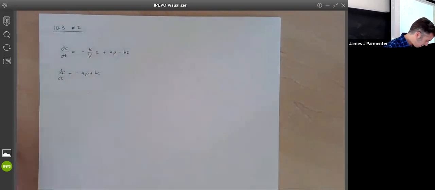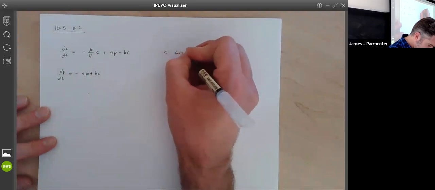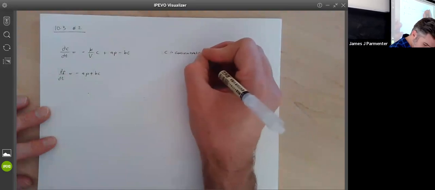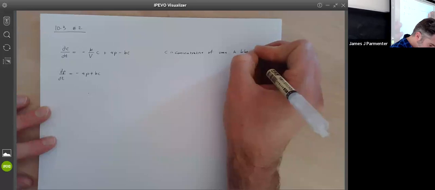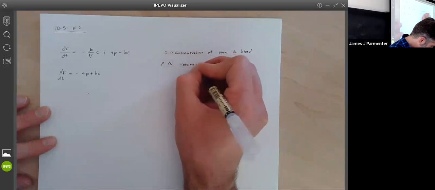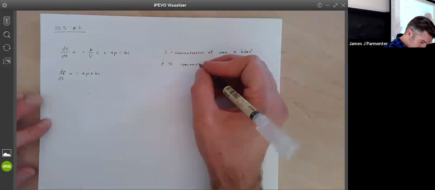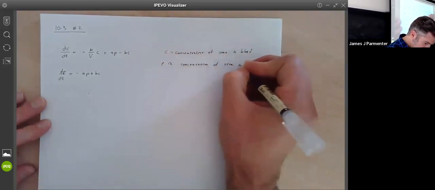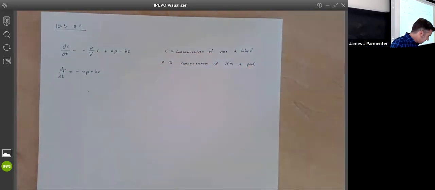And they tell us C and P are, so C is the concentration of urea in the blood, and P is the concentration of urea in the inaccessible pool. And then we're supposed to do a few other things as well.